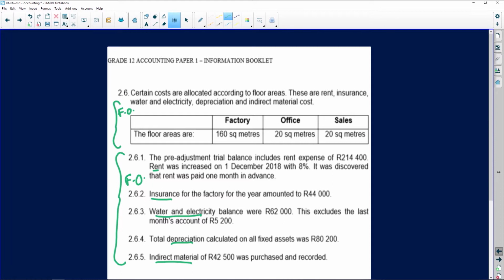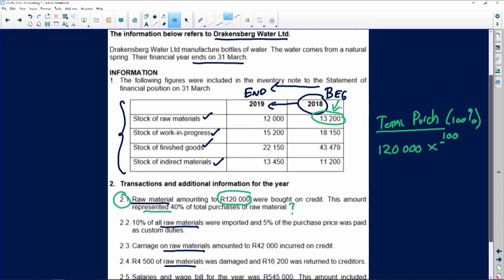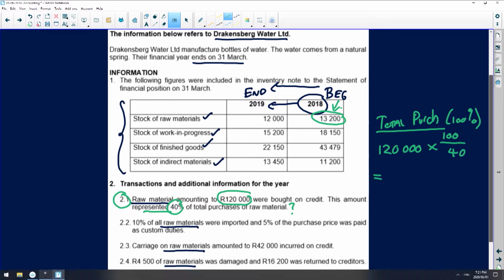So let's start with total purchases for the year. Okay, so looking at the information given, and I'm now looking at 2.1, raw materials amounting to 120,000 were bought on credit. This amount represents 40% of total purchases of raw materials, and clearly they are not giving me total purchases. So in order for me to calculate total purchases, not difficult, I'm going to use credit purchases, which is 120,000. Remember, total purchases means I want 100%. So I'm going to multiply that by 100 because I want the total, divided by the 40% I've been given. So divide that by 40. That would now give me total purchases.